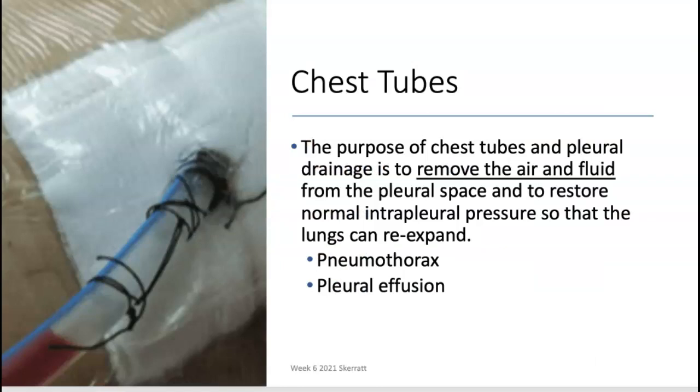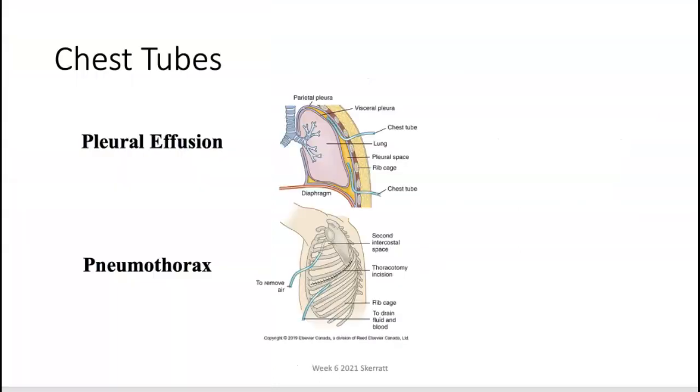So let's move on to chest tubes. The purpose of a chest tube or pleural drainage is to remove air and fluid from the pleural space and to restore that pleural pressure so that the lung can re-expand. And it's done for pneumothorax and pleural effusion, as we've discussed before. This is a diagram of chest tubes in place. For a pleural effusion, you can see the chest tube coming out here. You can see the fluid here in the pleural space.